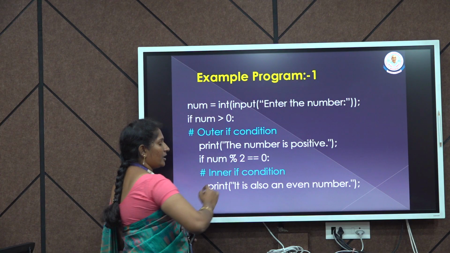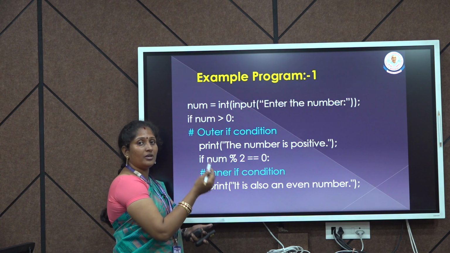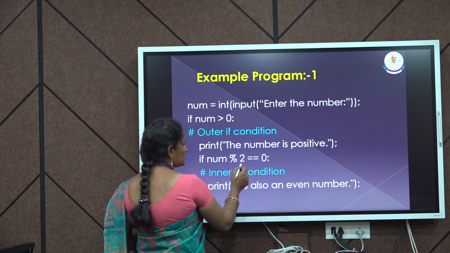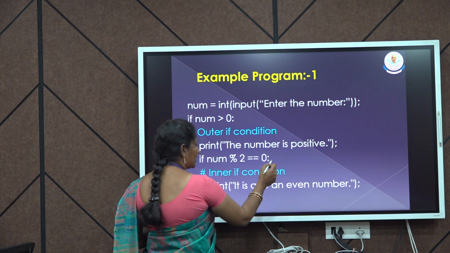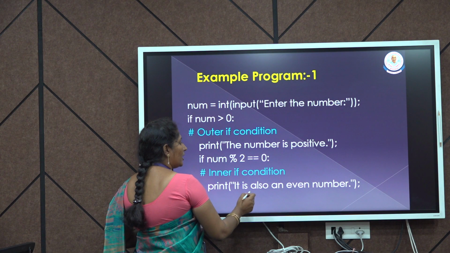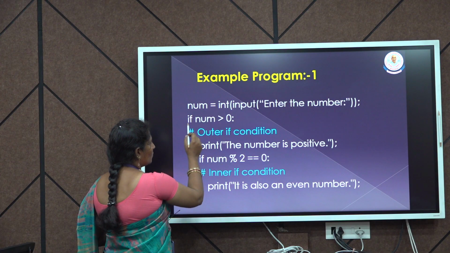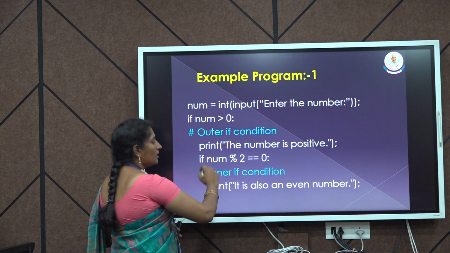Here I am giving the inner if. Here I am checking whether the given number is even or not. So, if num mod 2 equals 0, and my condition is true, it executes it is also an even number. So, here I have mentioned two ifs, one is the outer if and one is the inner if.